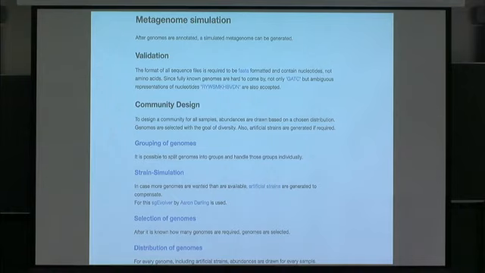So, well, of course, it's a metagenome simulation pipeline. So what you get out afterwards is basically a bunch of FASTQ files generated from your input genomes. The important thing is what is modeled in between. And what's possible with the pipeline is to first do a grouping of genomes.